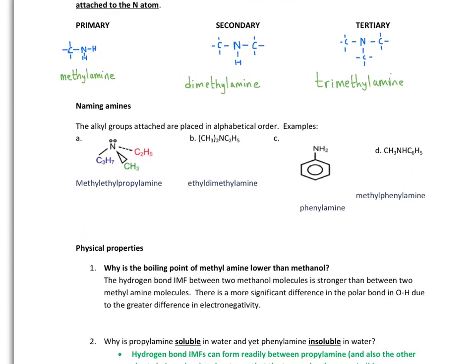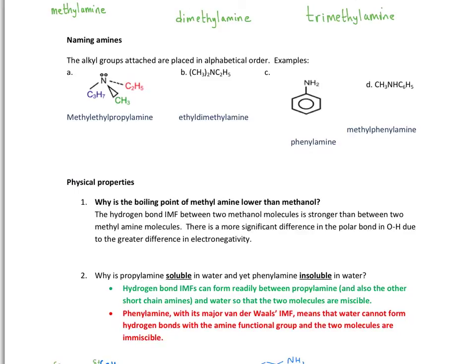Next we'll go on to naming amines. The alkyl groups attached are placed in alphabetical order. Here are 4 examples. The first one, I've noticed a mistake. Ethyl goes first, then methyl next, and propyl third. So it should read ethyl, methyl, propyl amine.